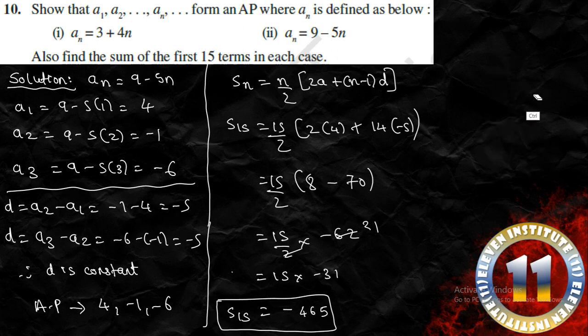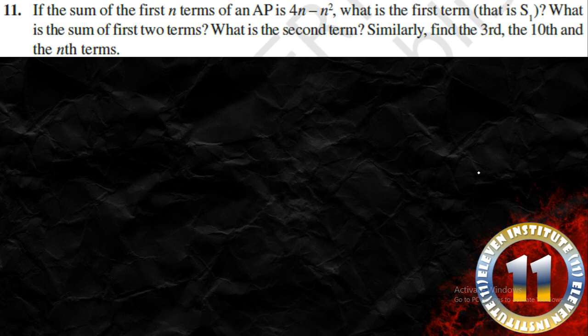Please pause the video and write this down in your CW. Alright, I hope you have written this. Let us now move to the next question, number 11. If the sum of first n terms of an AP is 4n minus n square, let us first write this. Sum of n terms is represented by 4n minus n square. What is the first term? That is S1. So we have to find S1.